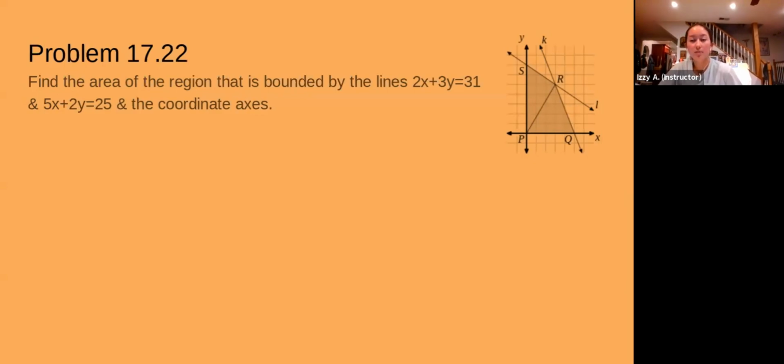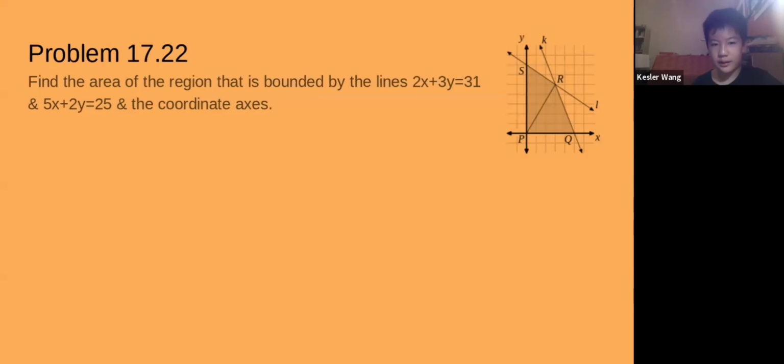So for problem 17.22, we want to find the area of the region that is bounded by the lines 2x plus 3y equals 31, and 5x plus 2y equals 25, and the coordinate axes. Find the area of the region that is bounded by the lines 2x plus 3y equals 31 and 5x plus 2y equals 25 and the coordinate axes.